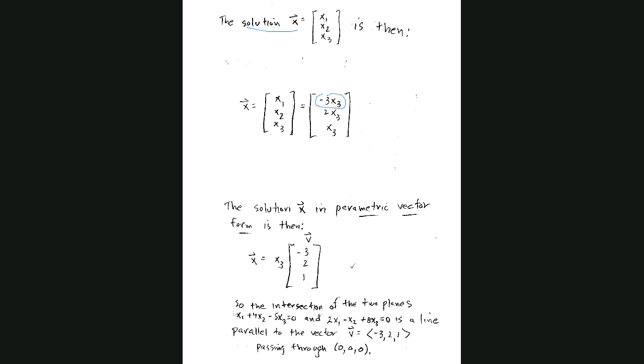We knew x1 was -3x3. We knew x2 was 2x3. And x3 is just x3. But in this problem, we want to describe the solution set for the system. So this is nice. We have a solution, but what does this mean in regards to the two planes?